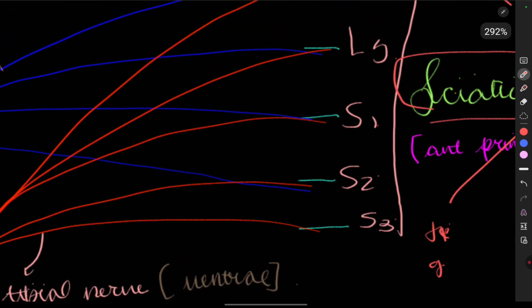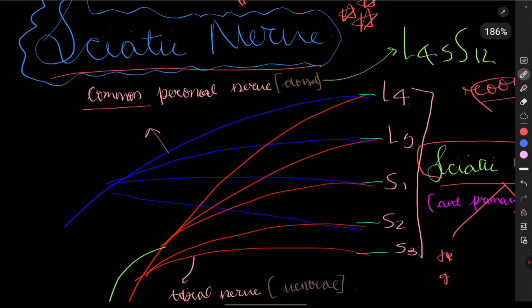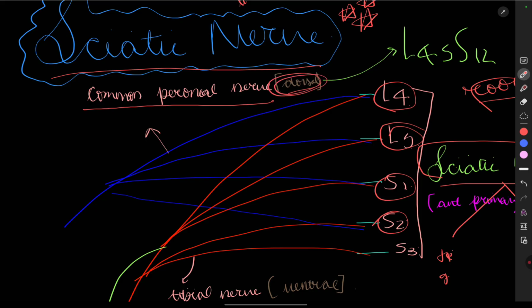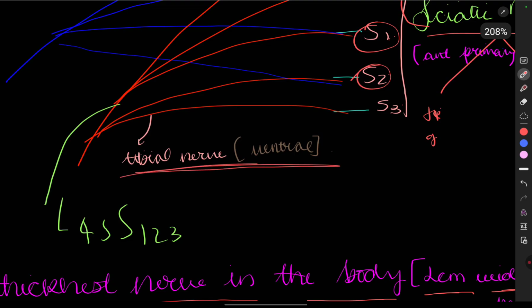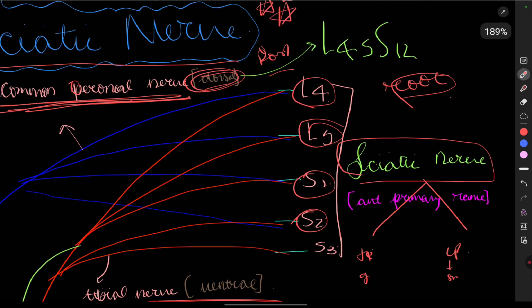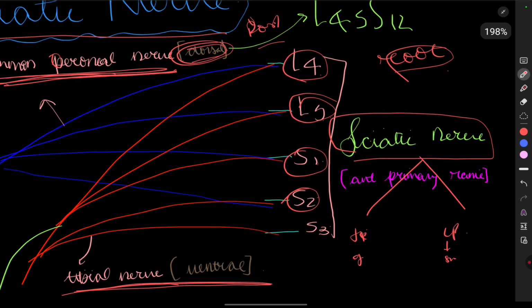Now, the common peroneal nerve is from L4, L5, S1 and S2, on the dorsal side. Dorsal is also called posterior, right? So P for peroneal, P for posterior. The common peroneal nerve is on the posterior or dorsal side, and the tibial nerve is on the ventral side. Of course, one is on the dorsal side, so the other will be on the ventral side.